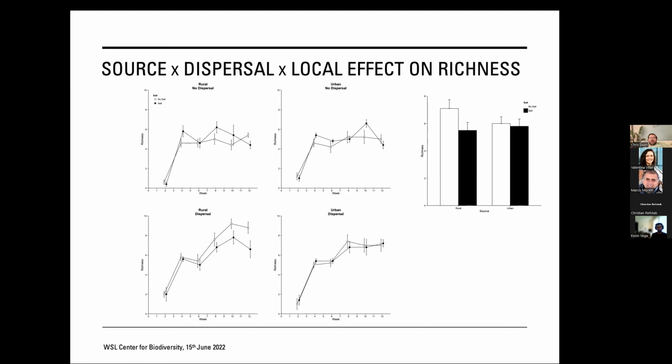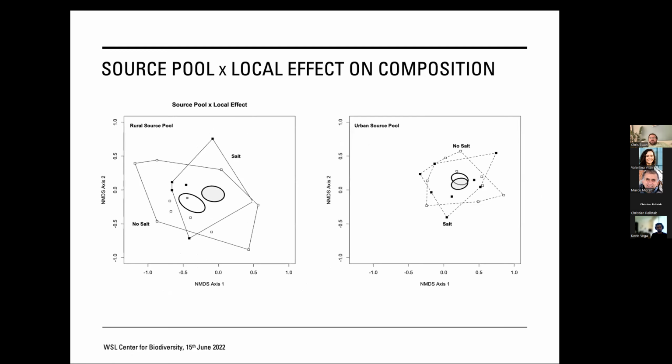The suggestion here is that the urban species pool cannot take advantage at all of the relief of that environmental gradient, or the no salt environment, because the taxa aren't there in the regional pool in order to colonize it. The compositional effects bear out.